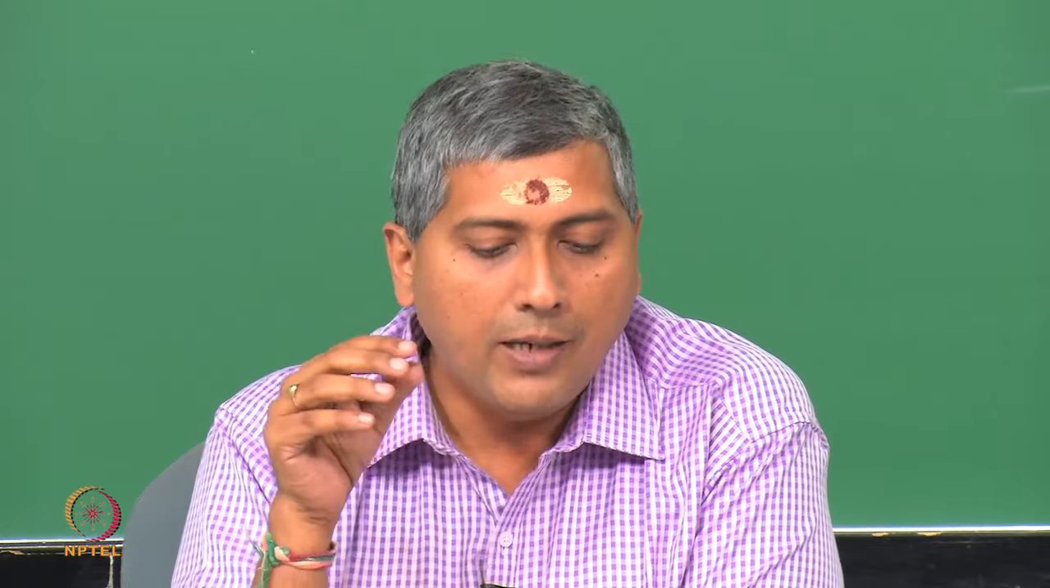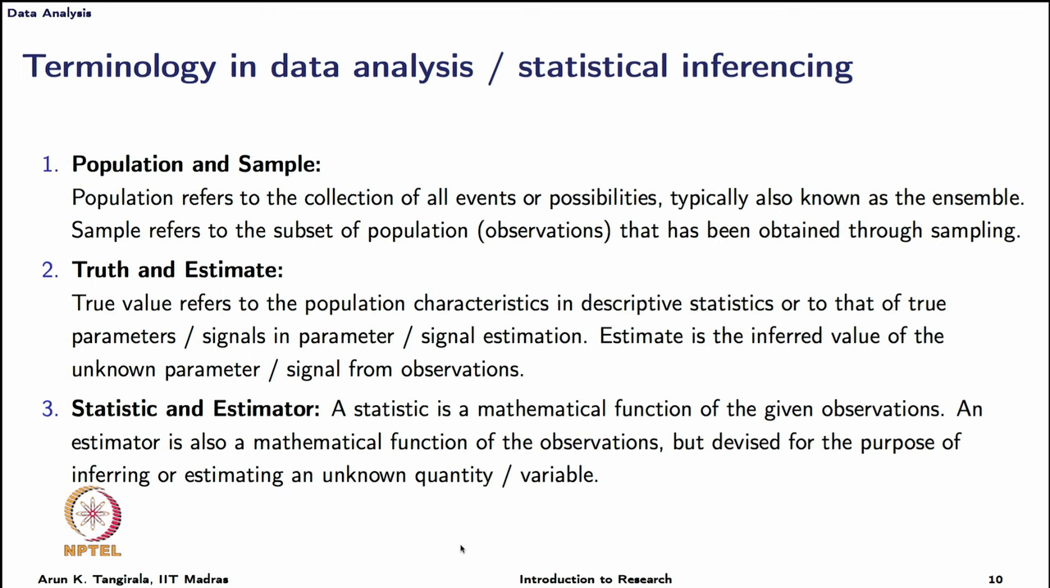The difference between statistic and estimator is fairly subtle. Prima facie they appear to be the same, but the difference is that a statistic is merely a mathematical function, not necessarily devised for any purpose, whereas an estimator is a mathematical operation that is carried out with the specific purpose of estimating something in mind. Okay.